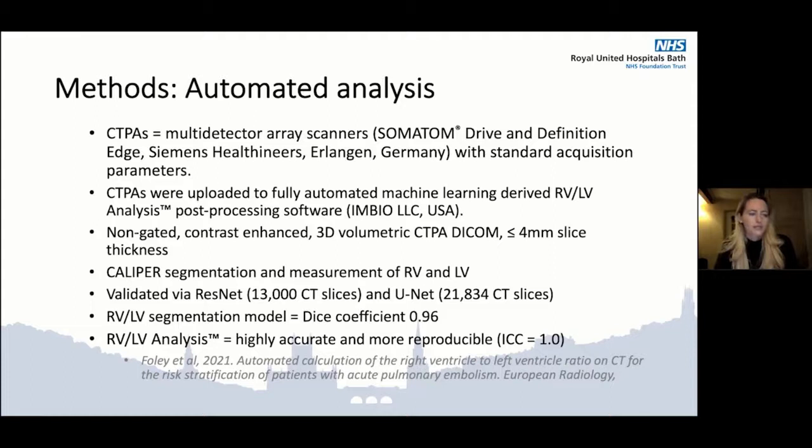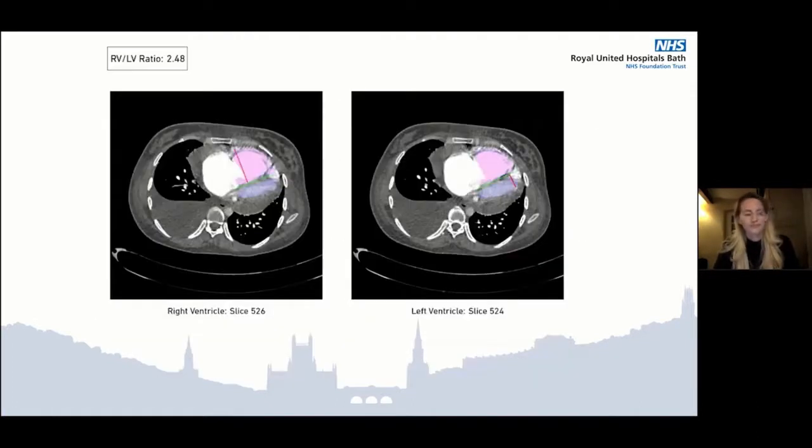Emboli's RV-LV analysis software has been validated through extensive neural network training, and the segmentation has a very high level of agreement. Furthermore, RV-LV analysis has been shown to have a high level of accuracy when compared with manual measurement when assessing the RV-LV ratio of patients with acute PE undergoing CTPA, and more reproducible than human observers, with a perfect intra-class correlation. The software identifies and segments the right ventricle and the left ventricle before defining the interventricular septum using ventricular masks to model the 2D septal line, performing caliper position and measurement. The maximum RV diameter is then divided by the maximum LV diameter to give the RV-LV ratio.